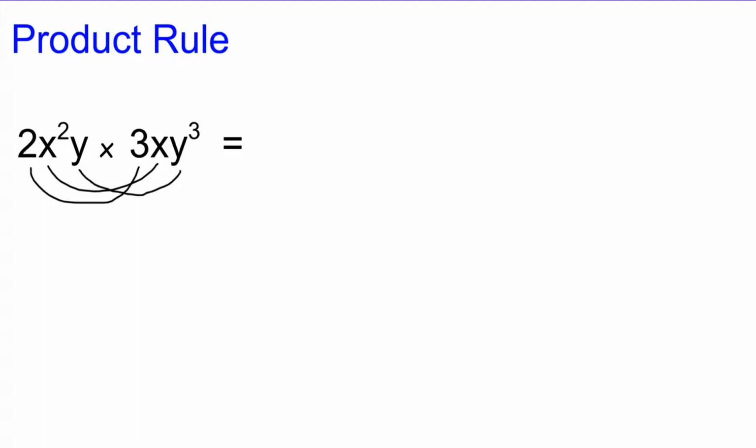So we have 2 times 3, which is 6. And for x, we have x to the power of 2 multiplied by x to the power of 1. So when we multiply our variables, we're going to add the exponents. So that's going to become x to the power of 2 plus 1, which is x to the power of 3. And last, we have y to the power of 1 multiplied by y to the power of 3, which is 1 plus 3 for our exponent, which is y to the power of 4. And that's it for this one.